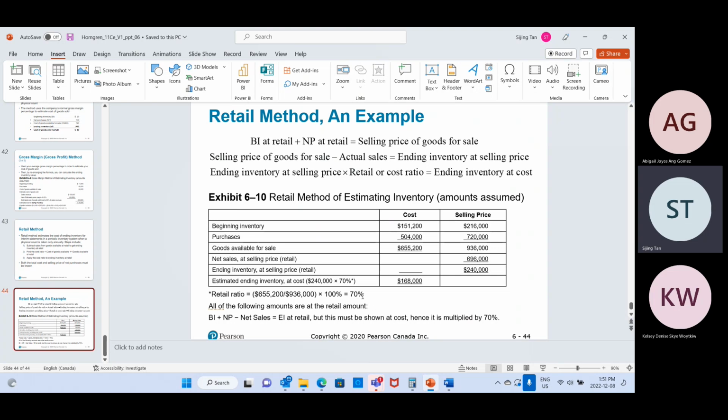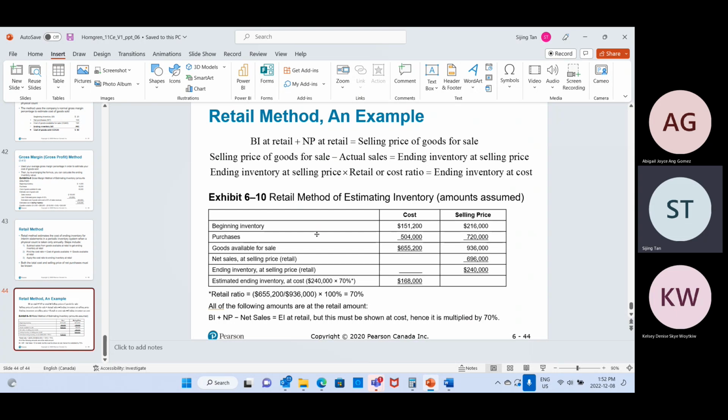That is the estimated ending inventory under the retail method: we use the 70% retail ratio times the ending inventory at selling price, which is the physical count. This method is very rarely used because, as you know, there is just too much information needed for the calculation. So I just quickly went through this so you know.